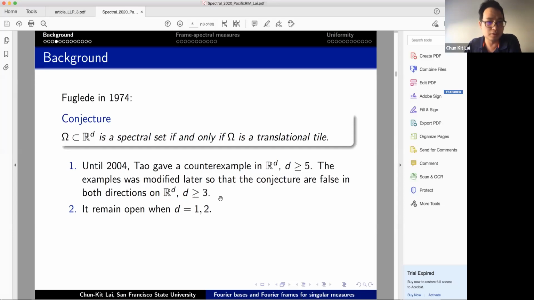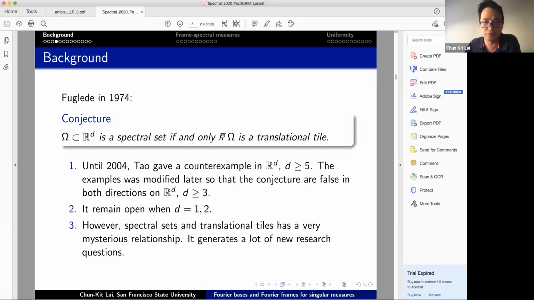Although this conjecture is false, the mysterious relationship between spectral sets and tiling, which on one side is a number theoretic thing and on the other side is Fourier analytic, has a lot of research questions, and not many people have completely classified or understood the exact relationship between them.